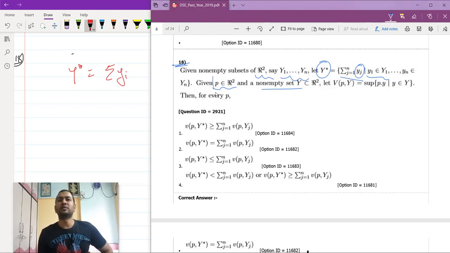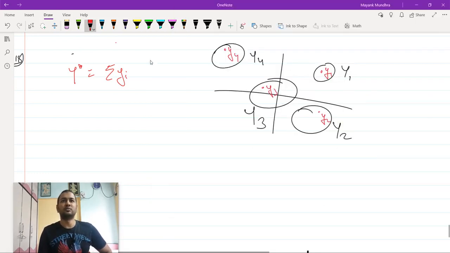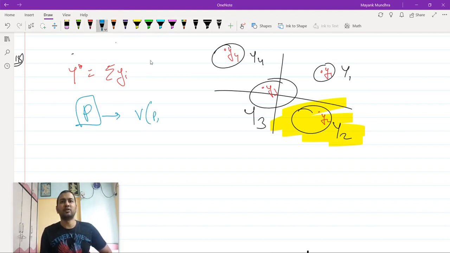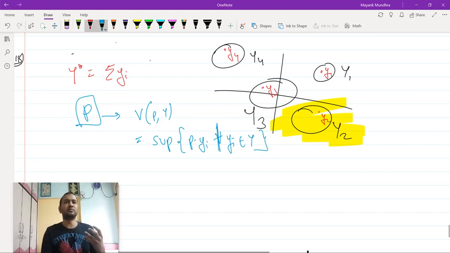Now, given p belonging to R square and a non-empty set Y belonging to capital R square, let v of p comma Y be equal to the supremum of p dot y such that y belongs to capital Y. So let's say you are talking about this Y, or let me go for a larger Y, let's say this is your Y. So for this Y set, capital V of Y, and for any price vector p, v of p comma Y is equal to the supremum of p dot y such that y belongs to capital Y.